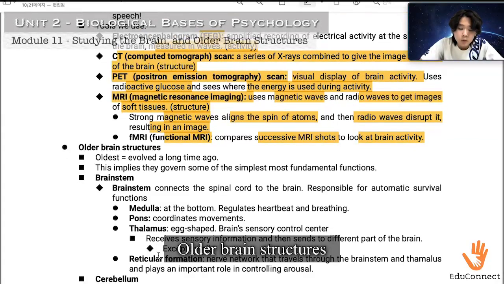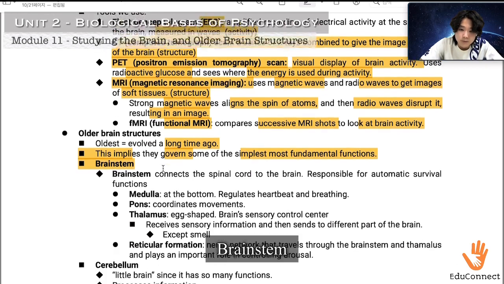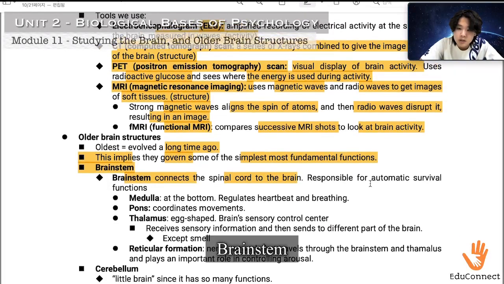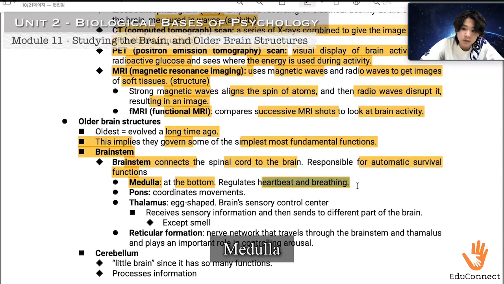Now, the older brain structures, the oldest, evolved a long time ago. This implies they govern some of the simplest and most fundamental functions. The brainstem is one of them. The brainstem connects the spinal cord to the brain. It is responsible for automatic survival functions. Within the brainstem, there's something called the medulla. It's at the bottom. It regulates heartbeat and breathing.